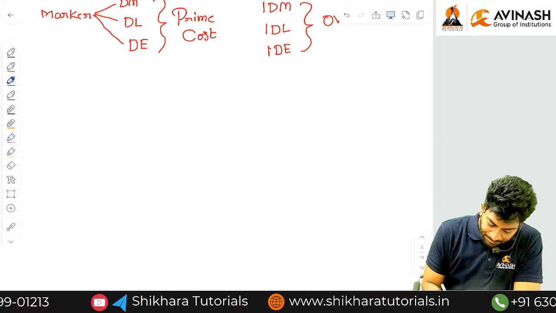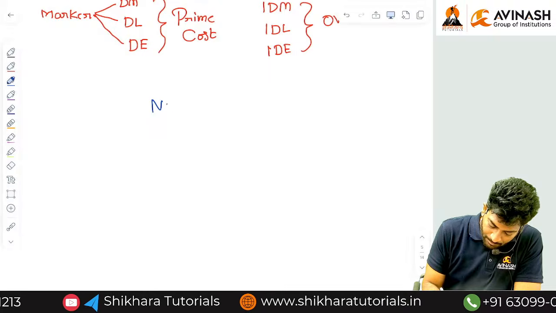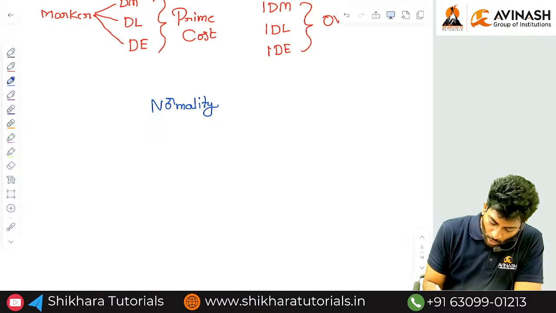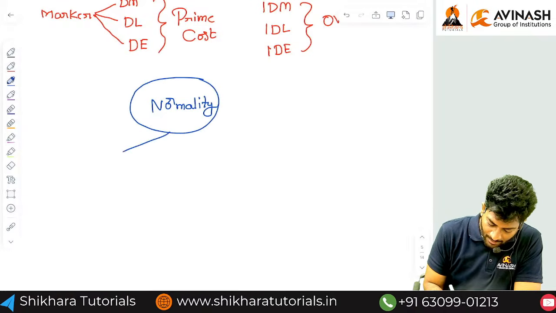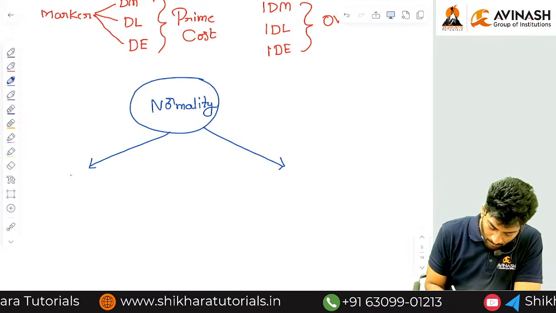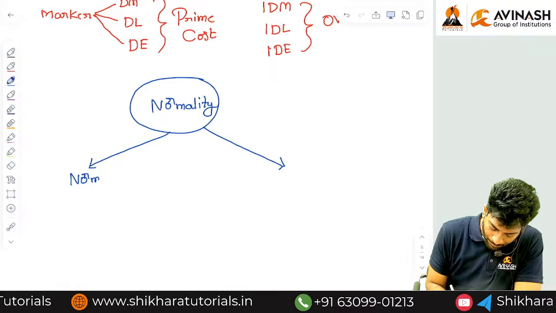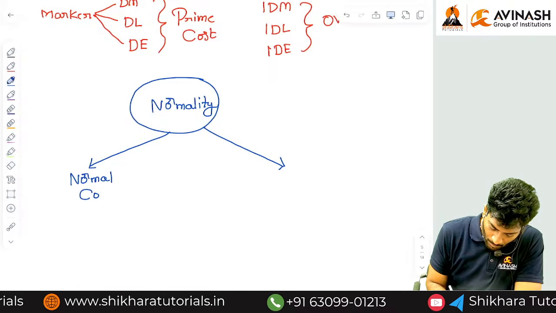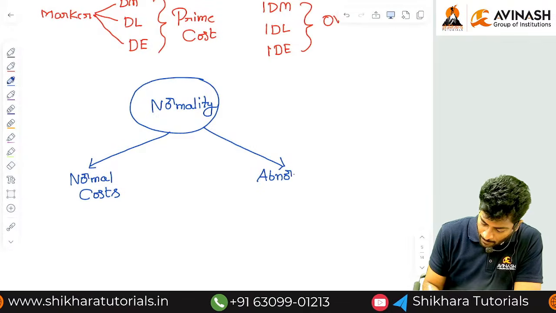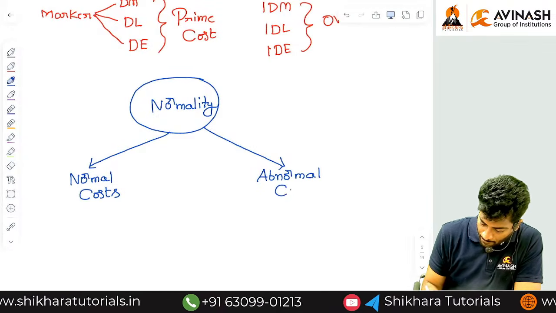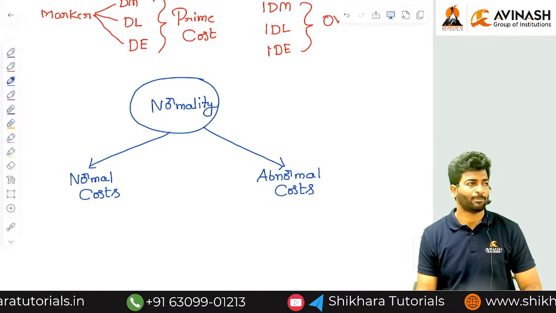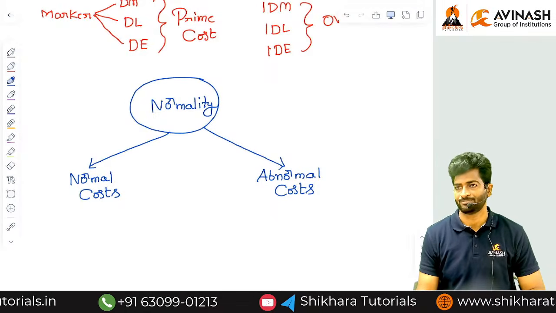Based on normality, expenses are classified into normal cost and abnormal cost. Normal cost and abnormal cost. What are normal costs?